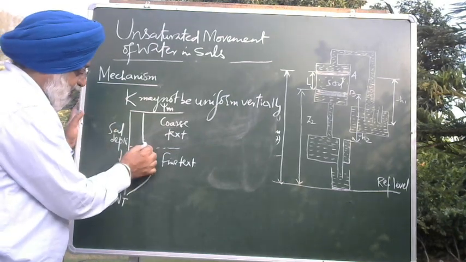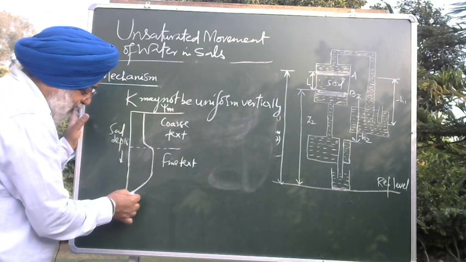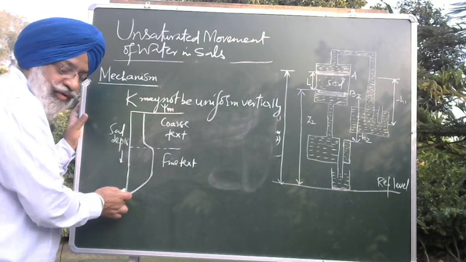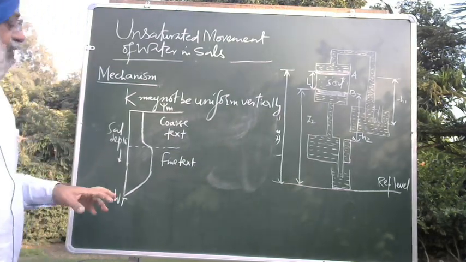So that's why the tension or suction increases, and then ultimately as the water content increases at the water table, when it joins the water table here, matric potential will become zero.